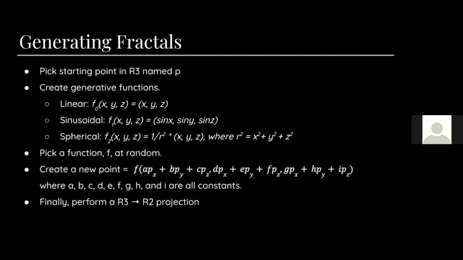So basically every iteration, you'll choose one of these random functions to apply to the previous point, and that will create a new dot on the 3D space. So you'll just keep doing this 50 million times, and then eventually you'll get this 3D cloud where at the end, to actually see it on a 2D screen, you'll have to perform R3 to R2 projection on the XY plane.